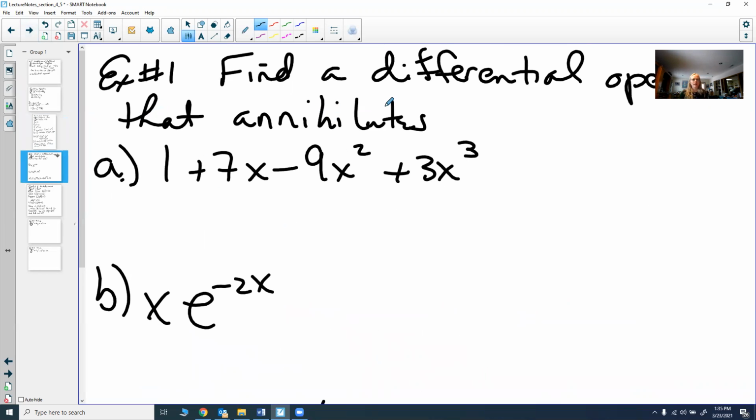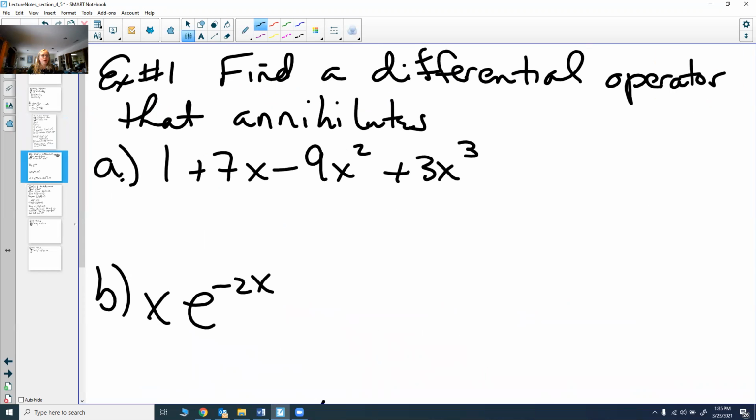But we can go ahead and use this to help us. So I want to find the differential operator that annihilates 1 plus 7x minus 9x squared plus 3x cubed. Well, looking at this, it is just a polynomial.